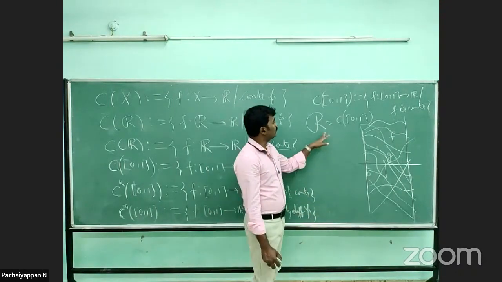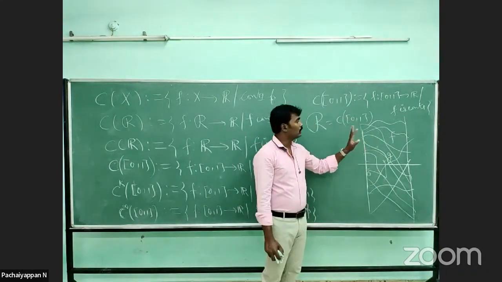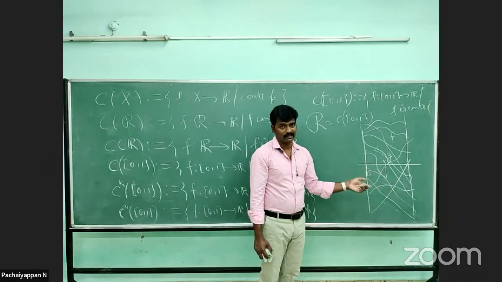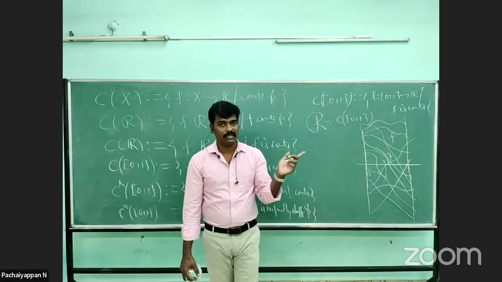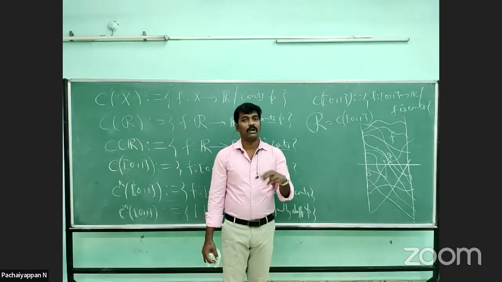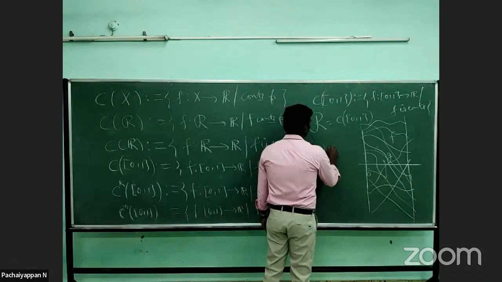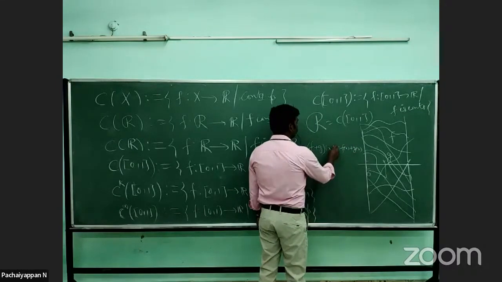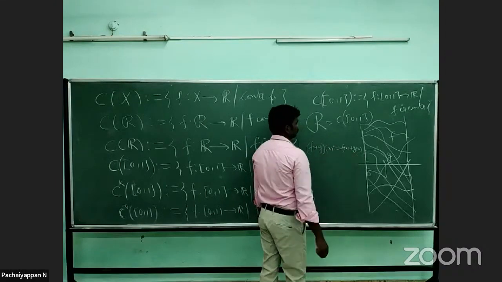Okay, now this is a set, and all these elements are in C[0,1]. Now the question: how to add? It's a pointwise addition. How to multiply two elements in this set? For a ring we need addition and multiplication. f is a function, g is a function; how to add and multiply the functions? Here is the basic thing: (f+g)(x) is defined as f(x)+g(x). This is the addition rule. It's a pointwise addition.